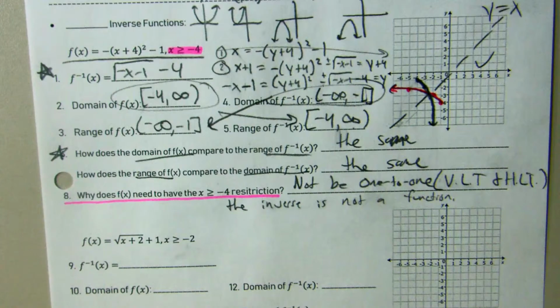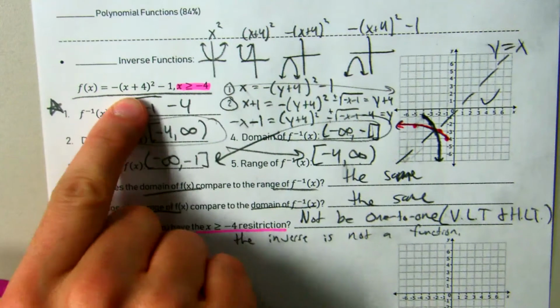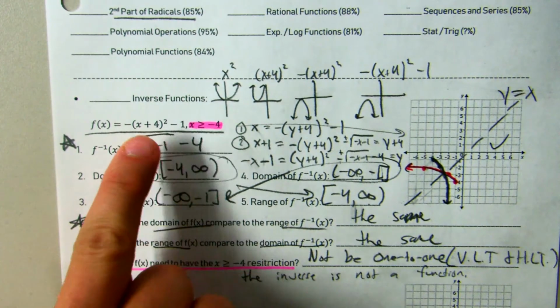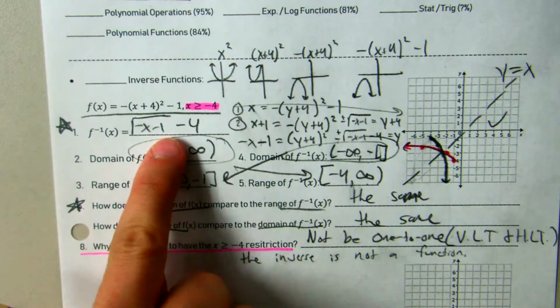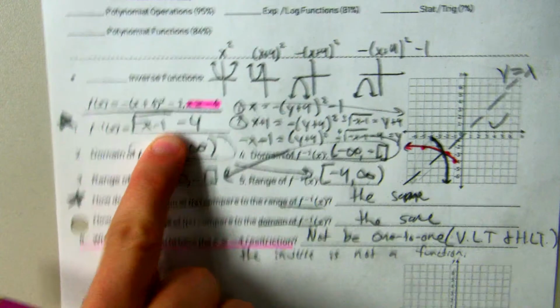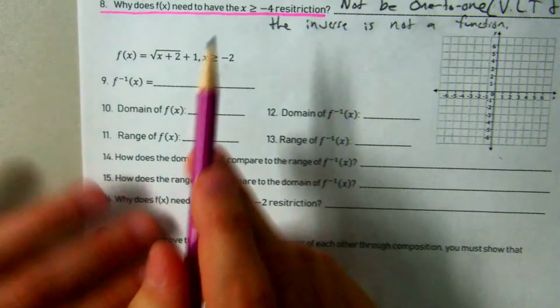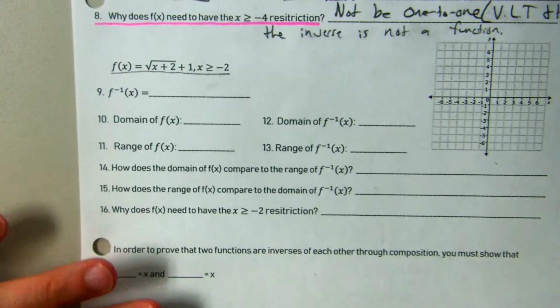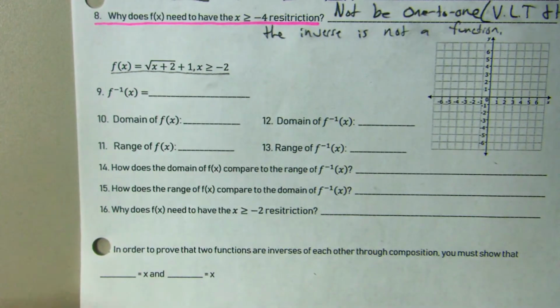Alright, so now the other side. So again, this is why this has to do with radicals. The inverse of a quadratic ends up being a radical equation. Alright, so if we went the other way and we said, okay, here's a radical. Let's go ahead and graph it.